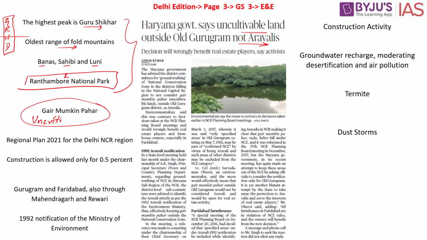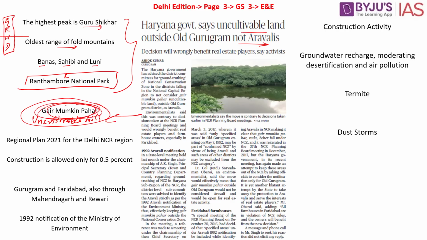So those regions in the Aravalis which have uncultivable land in the hill region were called the Gair Mumkin Pahar. So Gair Mumkin Pahar basically includes uncultivable wasteland. It can include those lands which cannot be used for agriculture, horticulture, or animal husbandry, where poultry farming cannot take place, and many other activities with respect to agriculture cannot take place in such a hill, which is what is called the Gair Mumkin Pahar.